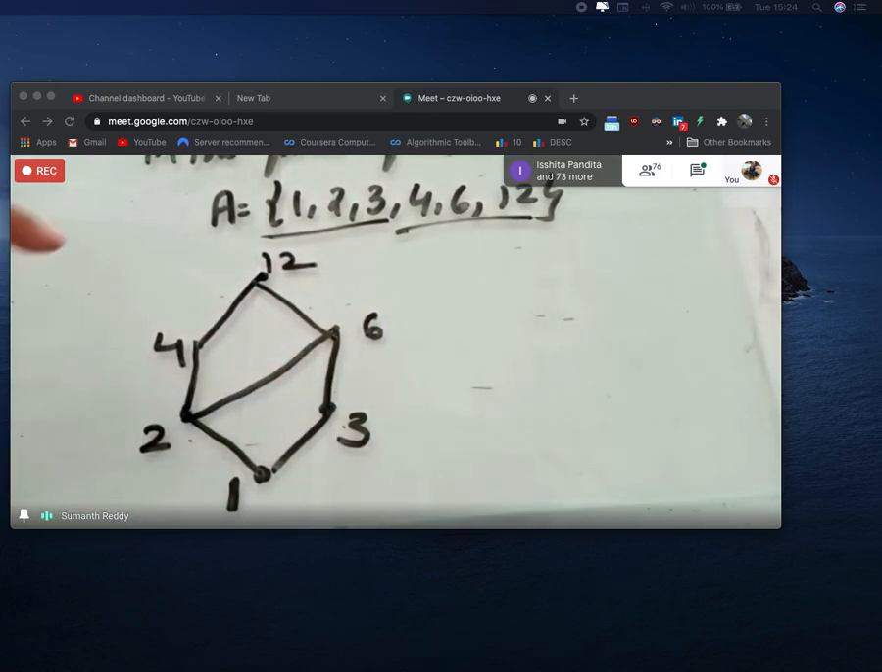So now, instead of writing the ordered pairs and the diagram separately, directly by looking at the elements in the set, we are able to represent the relation. Students, I think writing the Hasse diagram is not a problem for you, right? Are you comfortable with writing the Hasse diagram?